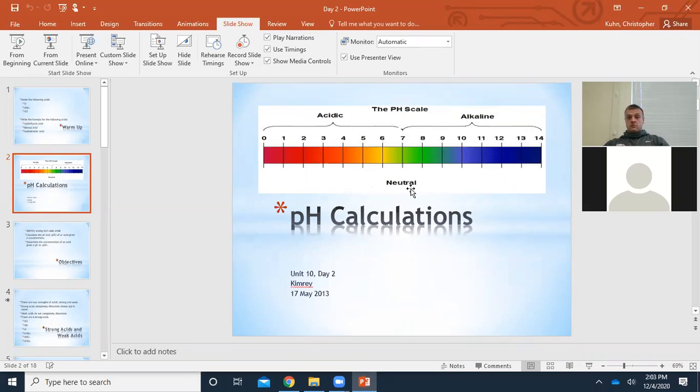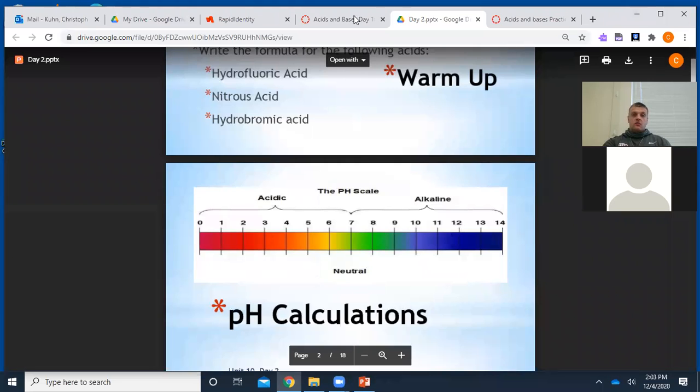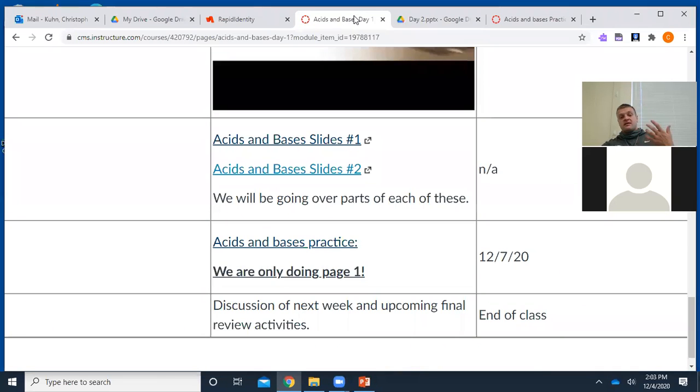We flew through that, partly because it was a review, but secondarily because I want you to go in and have a little difficulty with it. You're going to go through and make sure you have a pretty decent understanding of that. Your work today is this acids and bases practice. However, if you owe me something, that is also the work you need to get done. Again, we are only doing the first page of the acids and bases practice, not the other stuff.